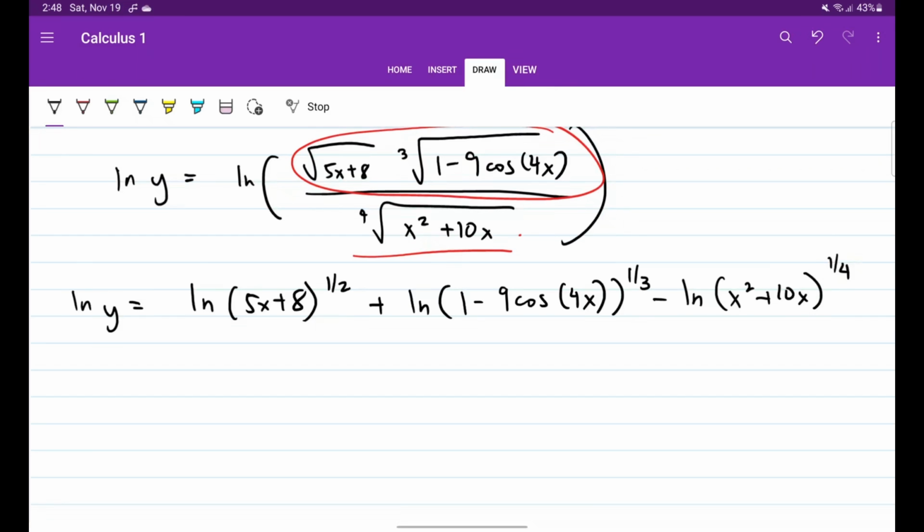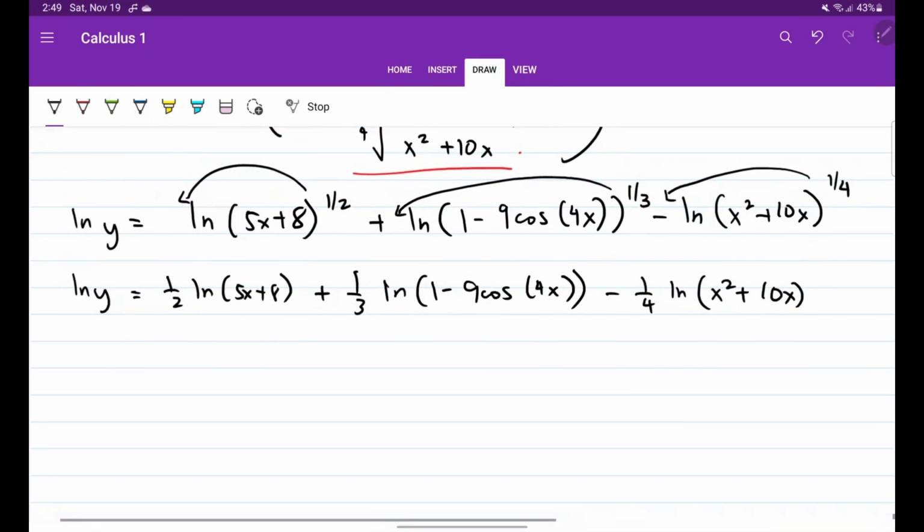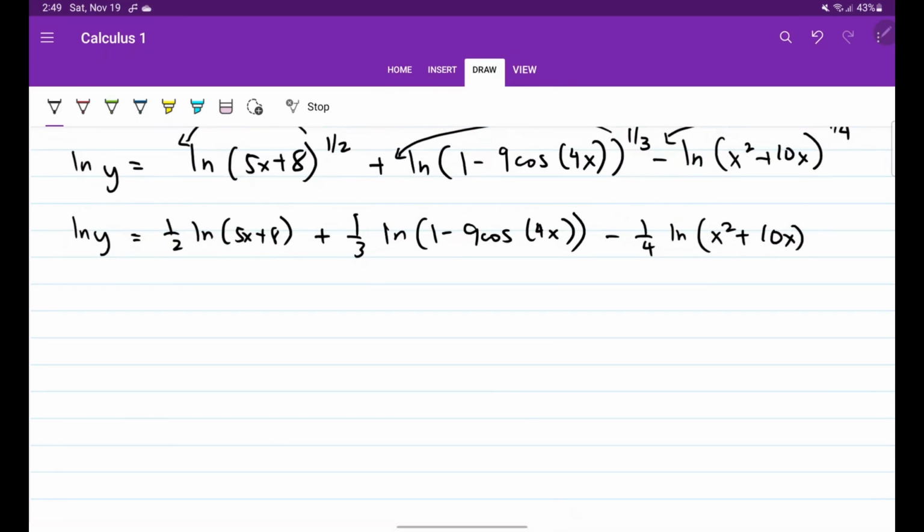Okay? And now, we can bring down yung mga exponents. Tama? Para mas mapadali tayo. So, this is ln y equals 1 half ln 5x plus 8 plus 1/3 ln 1 minus 9 cosine 4x minus 1/4 ln ng x squared plus 10x. Okay? So now, we can perform implicit differentiation.